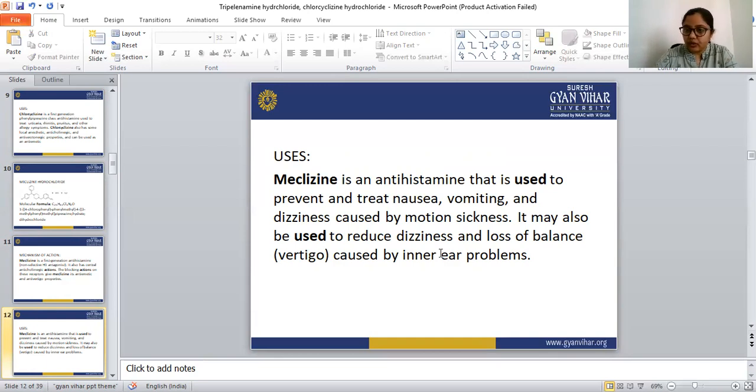So vertigo is loss of the balance caused by inner ear problems. Loss of the balance of our body is vertigo. So meclizine is also used to reduce the dizziness and the vertigo.